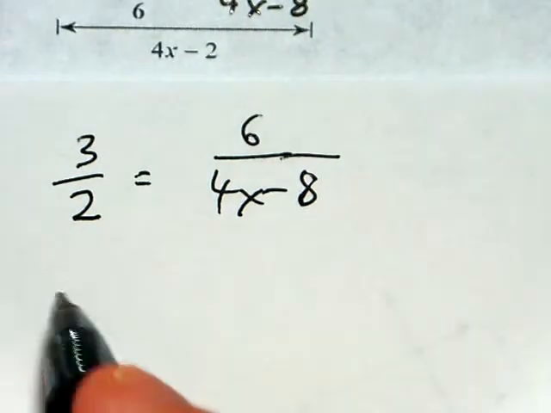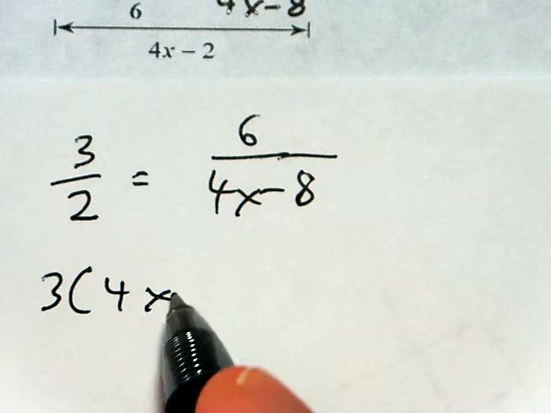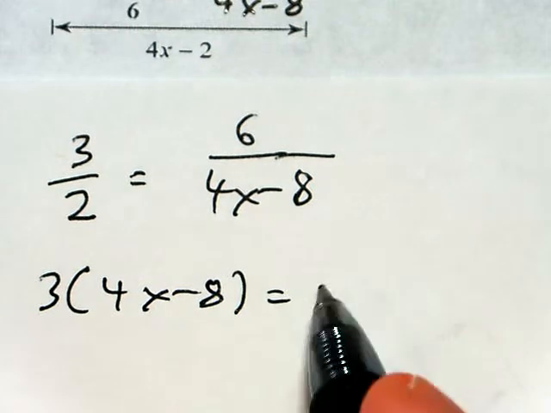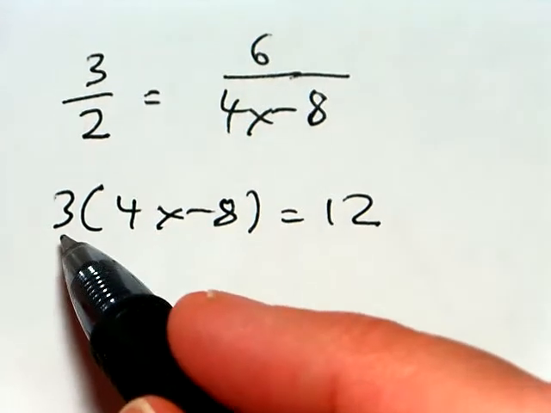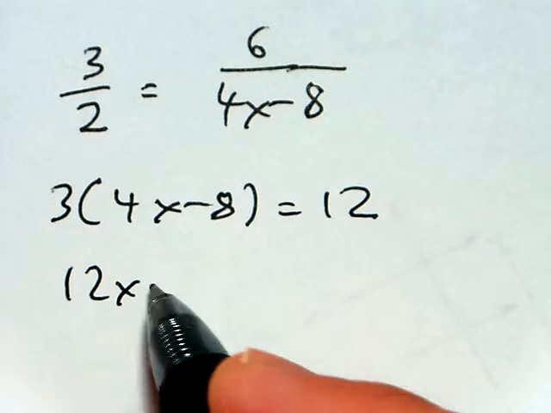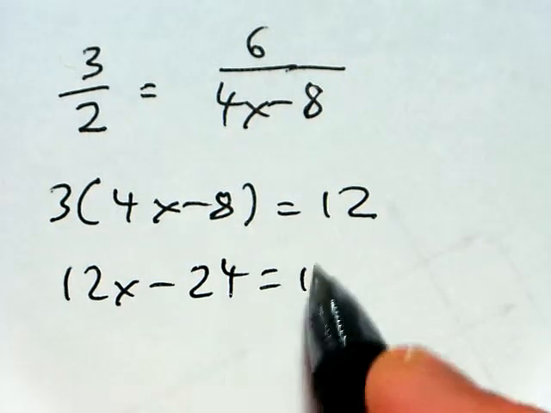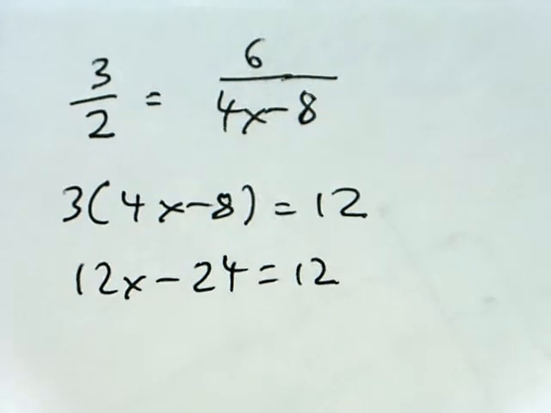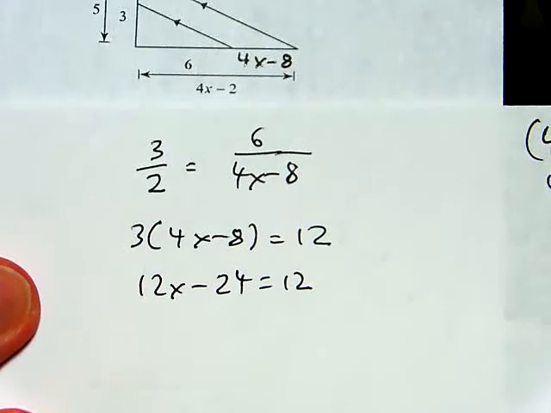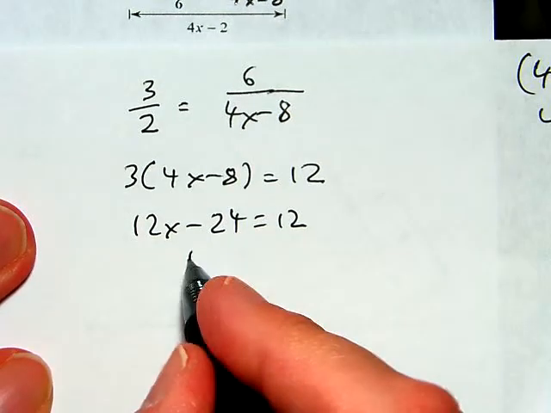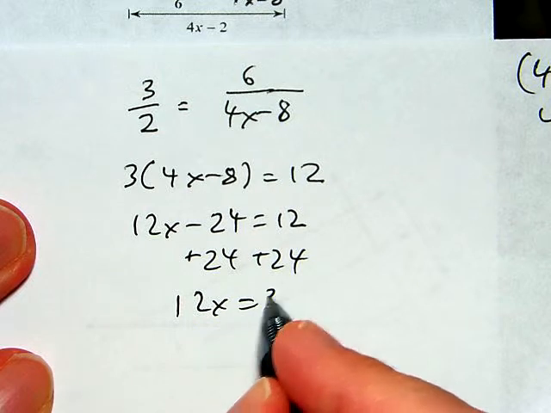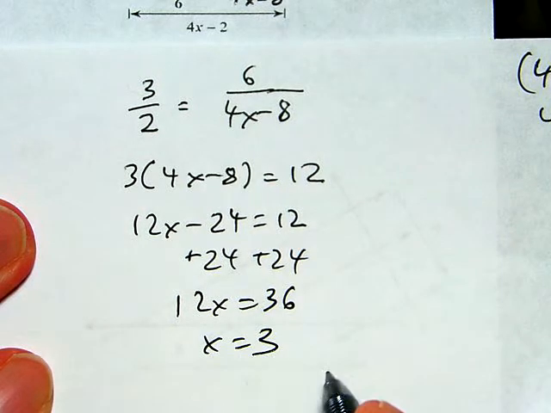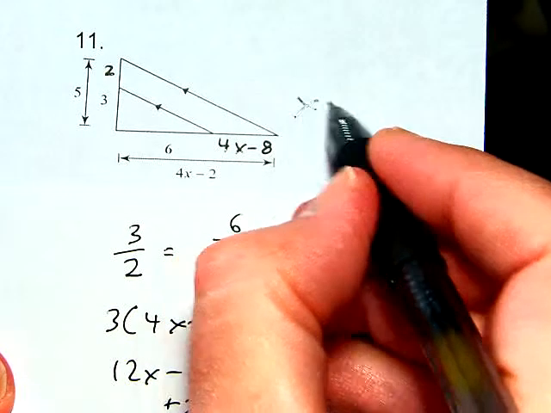Cross multiply: 3 times 4x minus 8 equals 6 times 2, which is 12. We're going to multiply and distribute out in the parentheses. This gives us 12x minus 24 equals 12. Let's just go ahead and do our usual solution approach. Add 24 to both sides. 12x equals 36. X equals 3. So our answer is x equals 3.